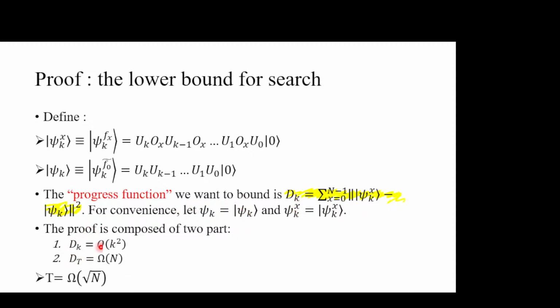Anyway, this progress function has a property we want to show. It starts with being 0, because all those psi xk and psi k start, when k equals 0, with being u0 applied to the initial state. So when k equals 0, they are just the same. So we know that d0 equals 0, and we are going to show, maybe next time, that d sub T equals omega of N.